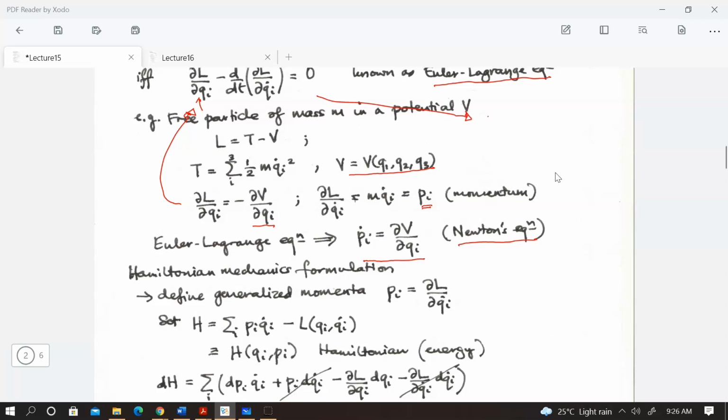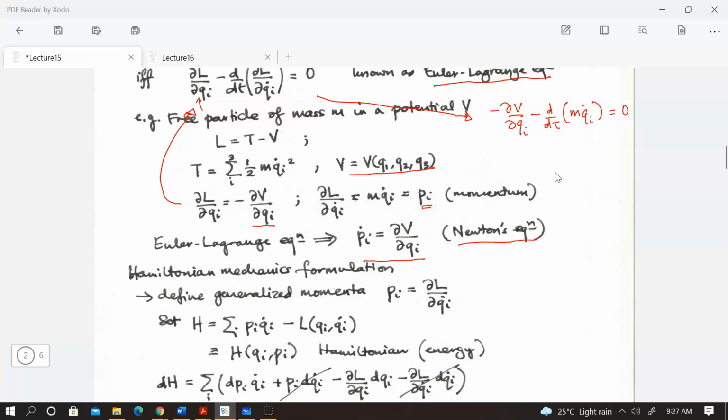I have m q_i dot. Maybe I'll do this step by step. I will have partial L partial q, which gives you minus dV dq. I'm going to ignore the indices at this stage. And then I have minus d/dt of m q_i dot, and that will have to be equal to 0.